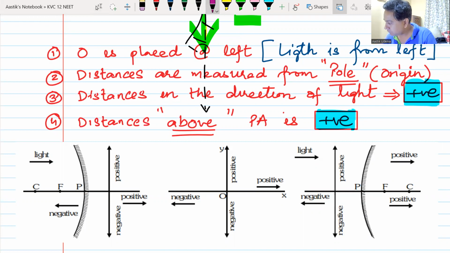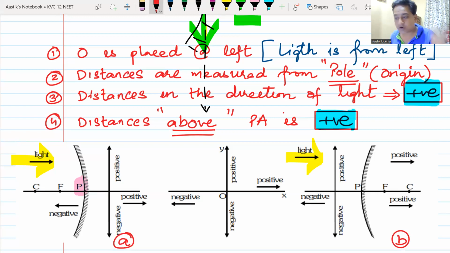Pole P, the pink one, is the origin. The light is coming in this direction, whether it is a concave mirror or a convex mirror. Number A is your concave mirror. Number B is your convex mirror. So the same convention is applied, whether it's a concave mirror or a convex mirror.